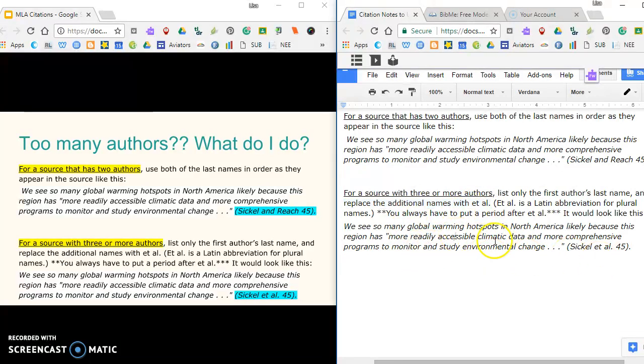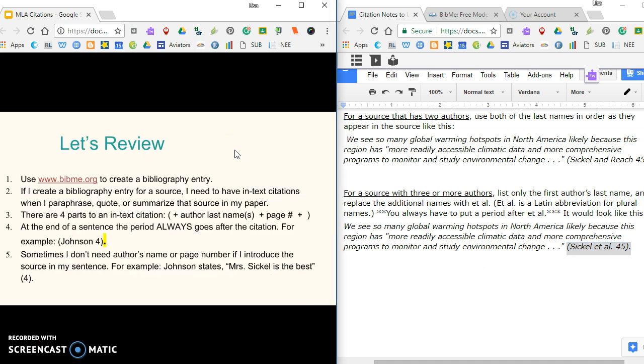So let's say I have this quote about global warming, and the first author's name listed is Sickle. So it's going to look like this: Sickle space et space al period, my page number, close parentheses, and then always that period at the end, which is going to be the case usually for all in-text citations. I know this is a new concept for you, but I really do think once you get practicing, you're going to get the hang of this.